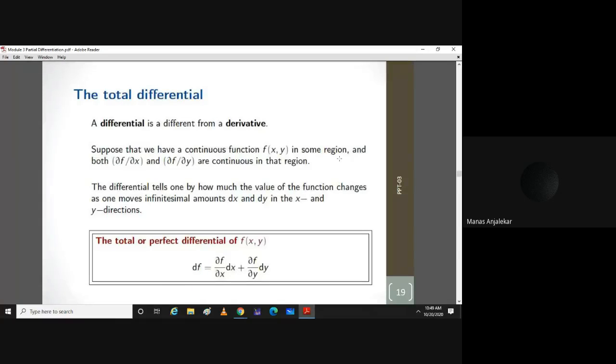All right. So let us quickly recall what we did in the last lecture. We are studying partial differentiation, in which we came up to the concept of total derivative or total differential. If f of x, y is a function of two variables, then its total derivative is given by df, which is defined as ∂f/∂x dx plus ∂f/∂y dy.